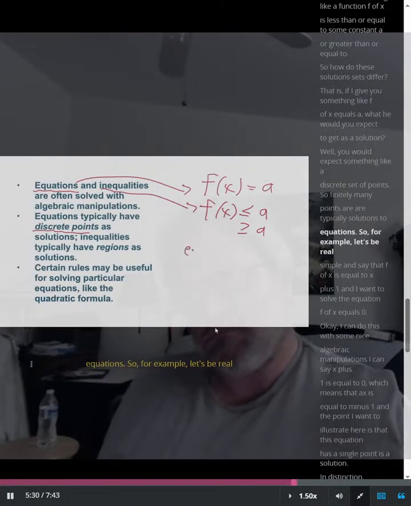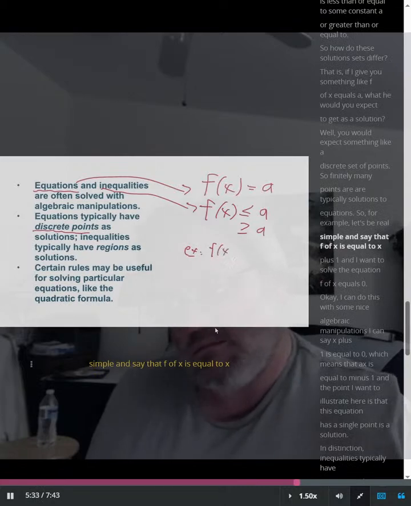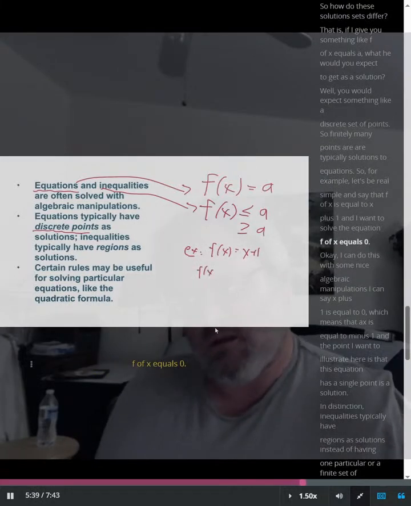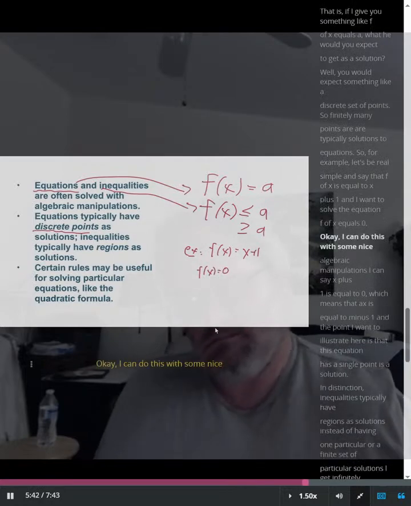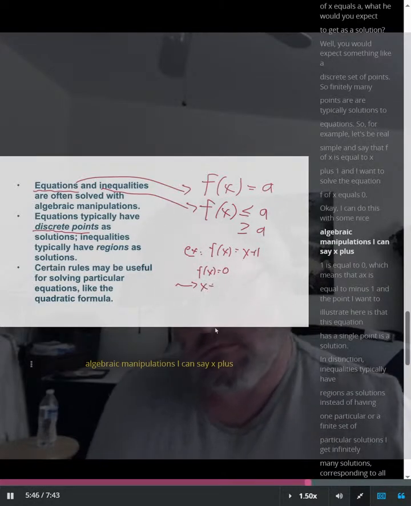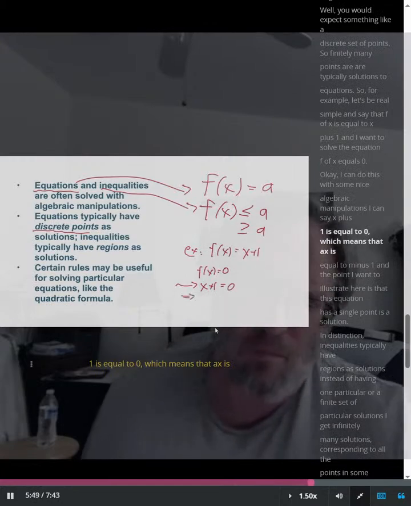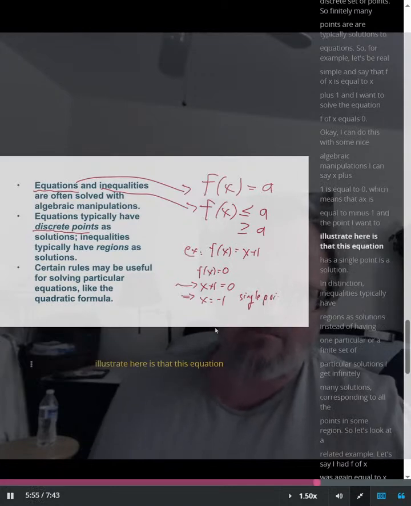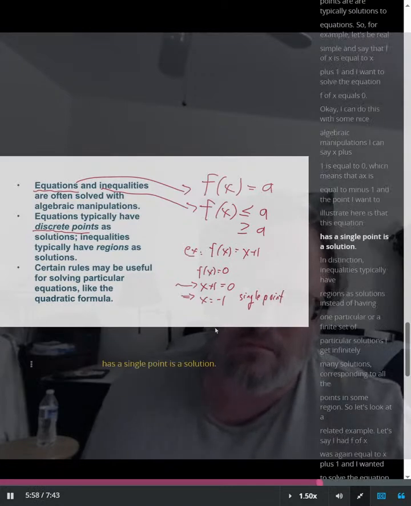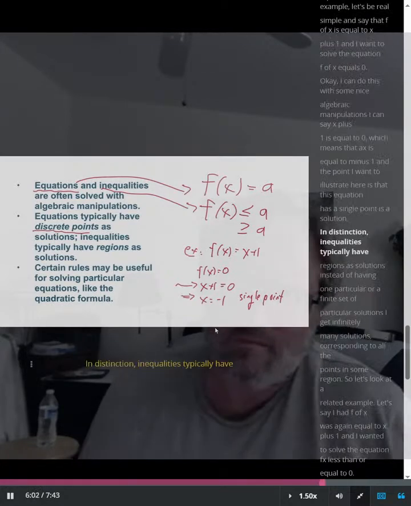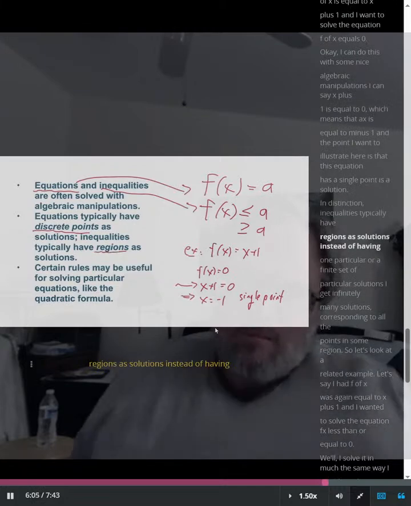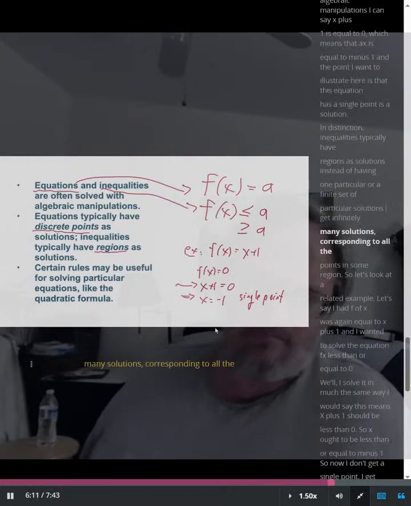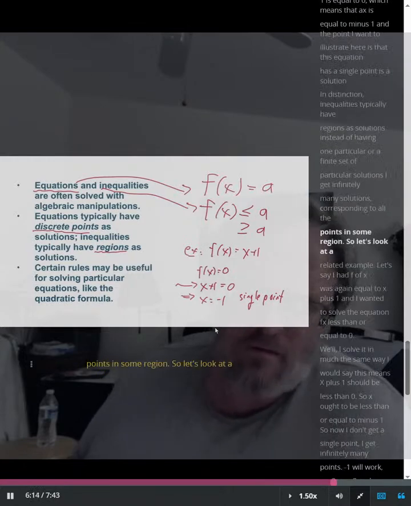So for example, let's be real simple and say that f of x is equal to x plus 1. And I want to solve the equation f of x equals 0. Well, okay, I can do this with some nice algebraic manipulations. I can say x plus 1 is equal to 0, which means that x is equal to minus 1. And the point I want to illustrate here is that this equation has a single point as a solution. In distinction, inequalities typically have regions as solutions. So instead of having one particular or a finite set of particular solutions, I get infinitely many solutions corresponding to all the points in some region.